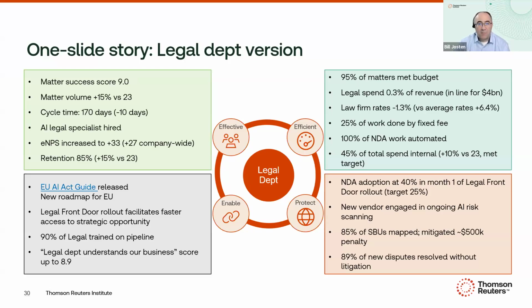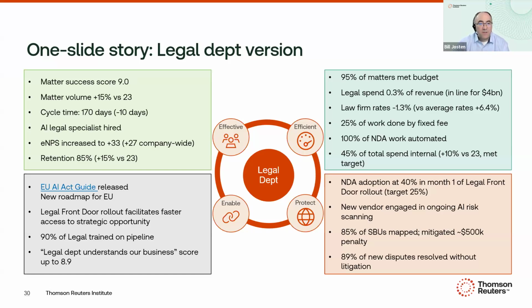25% of our work being done by fixed fee, again, trying to move more towards that budget accountability. 100% of our NDA work automated, and 45% of our total spend is allocated internally. We're trying to find that balance of internal versus external resources. For the protection, NDA adoption is at 40% in month one of our legal front door rollout. We had a target of 25%, so we're doing really well there.